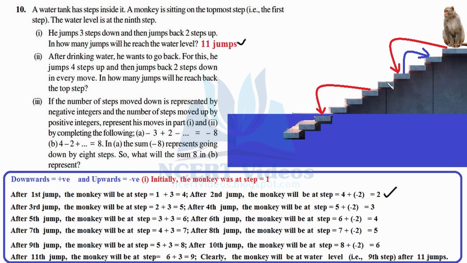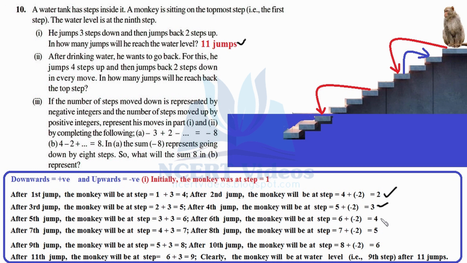Alright, on the third jump. Now he makes 4th jump back. It will be taken as negative. So 5 plus minus 2, plus minus is minus. So he'll be ultimately at 3rd step. Alright, now at 5th jump, what does he do? Monkey will step as 3 plus 3 is 6. You have to just take the previous step and add 3 to it. So he'll be at 6. Now he makes another back jump, which will be taken as negative. So he'll be at 4th step.